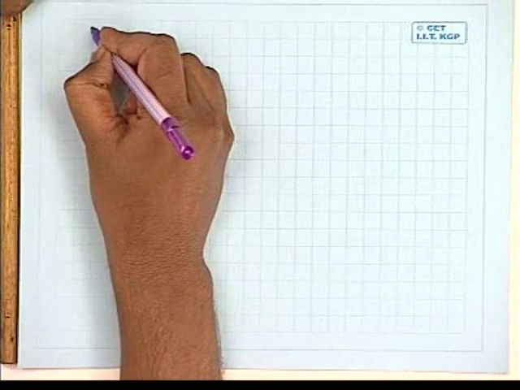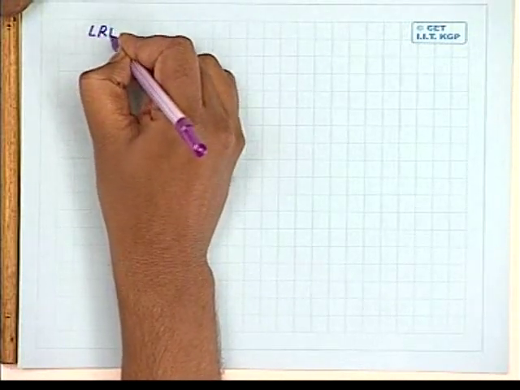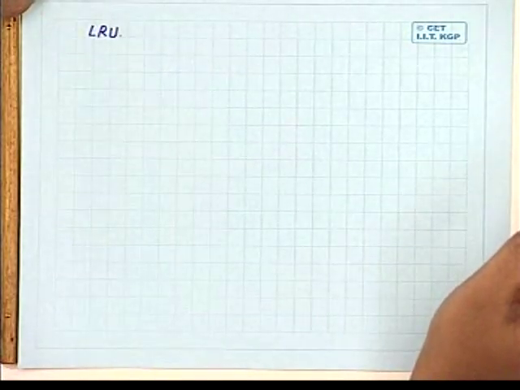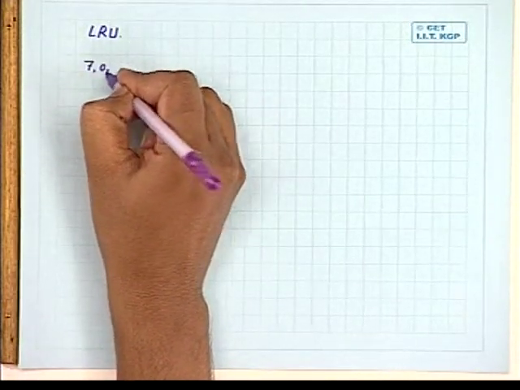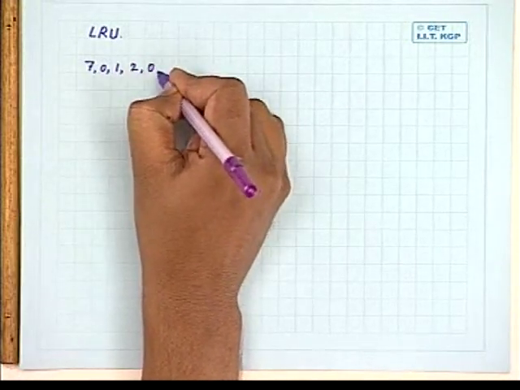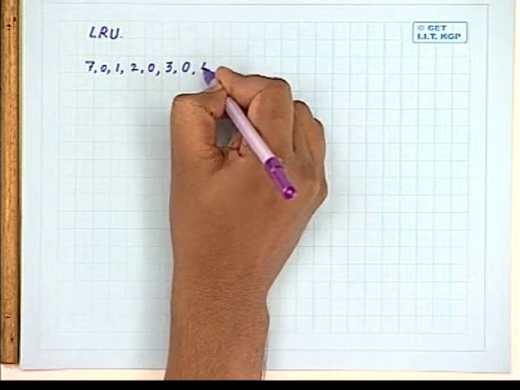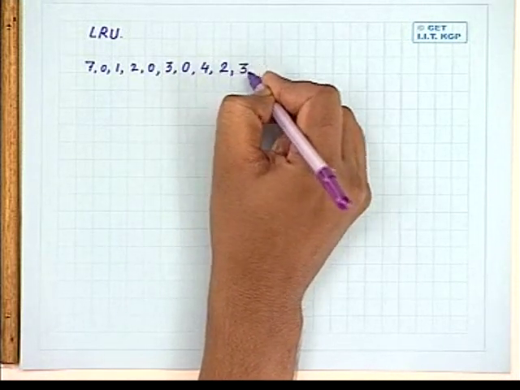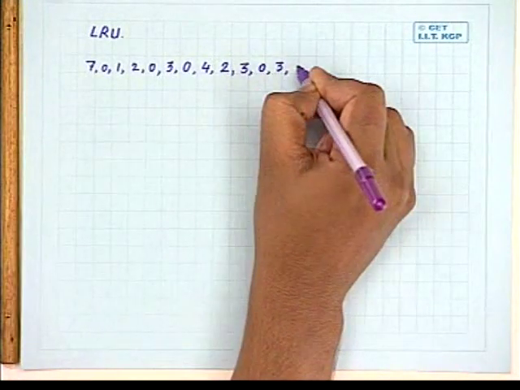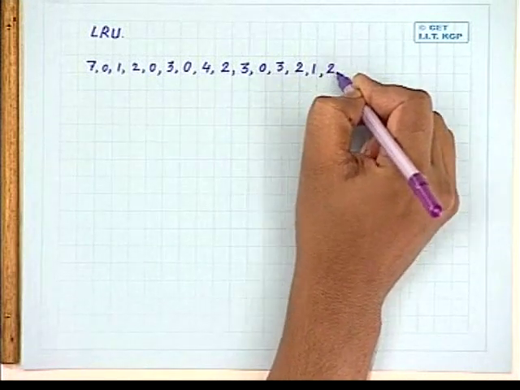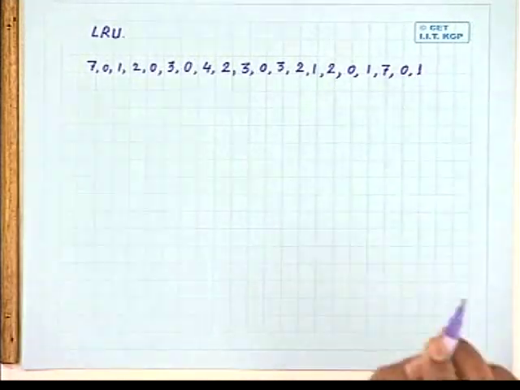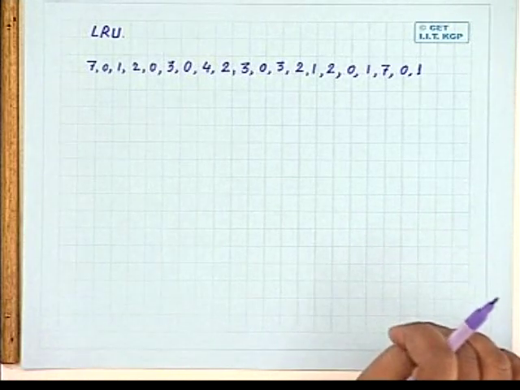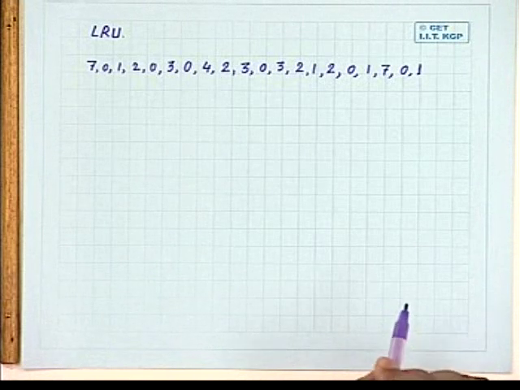Today, let us talk about another page replacement algorithm, which is called LRU, or least recently used page replacement technique. And to discuss this LRU technique, we'll take the same page trace, that is 7 0 1 2 0 3 0 4 2 3 0 3 2 1 2 0 1 7 0 1. So this is the page trace that we are considering for discussing different page replacement techniques.